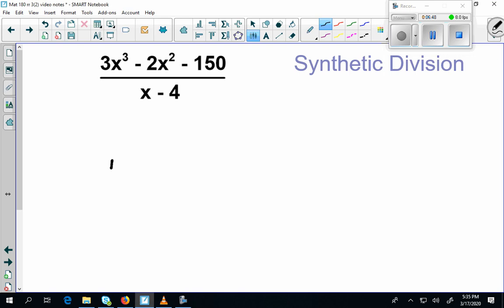This time I'm just going to be looking at the constants in front of my x terms. You remember our first step is always to check to see if you need any placeholders.